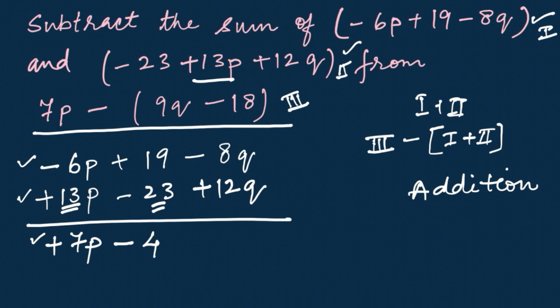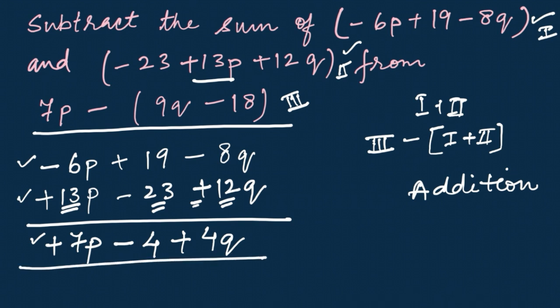Similarly, minus 8q plus 12q. Again, plus and minus will be minus. Subtract 8 from 12, and since the higher numerical value, that is 12, has a positive sign in front of it, the answer will be plus 4q. So this is the answer for the sum of the terms 1 and 2.